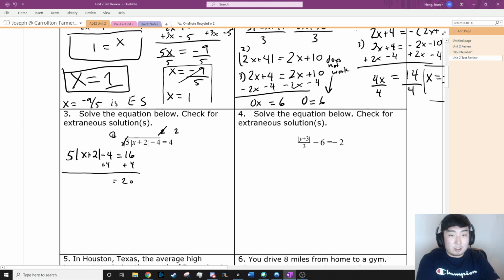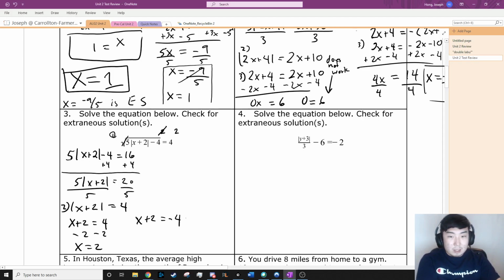So 20 is equal to 5 times absolute value of x plus 2. Divide by 5 because that's doing the inverse operation. So absolute value of x plus 2 is equal to 4. This is something that you are very comfortable with now. Because now I can just do my second step, which is making a positive version and making a negative version. Subtract 2 on both sides. X is equal to 2. X is equal to negative 6.